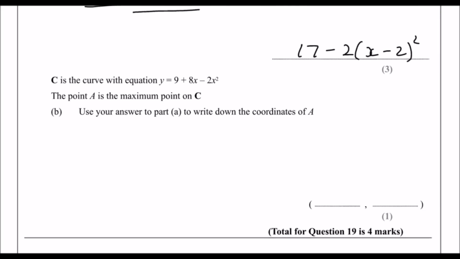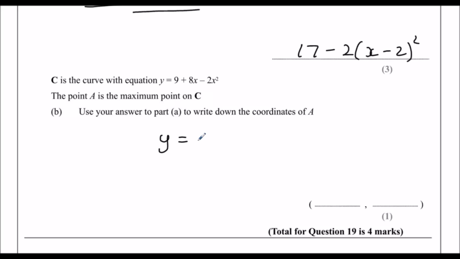Back to this question. C is the curve with equation y equals 9 plus 8x minus 2x squared. That's this curve. The point A is the maximum point on C. Use your answer to part a to write down the coordinates of A.